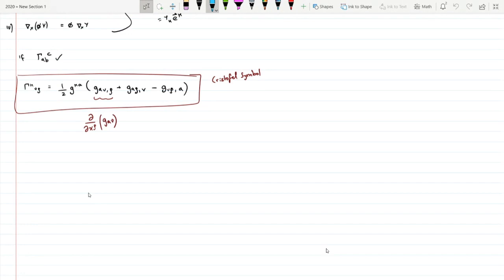So wherever you see a comma, it means a derivative. So this thing is this; I'm just writing that for ease of notation. These are just things that you can work out and compute. Remember, if you know what G mu nu is, you can calculate this.